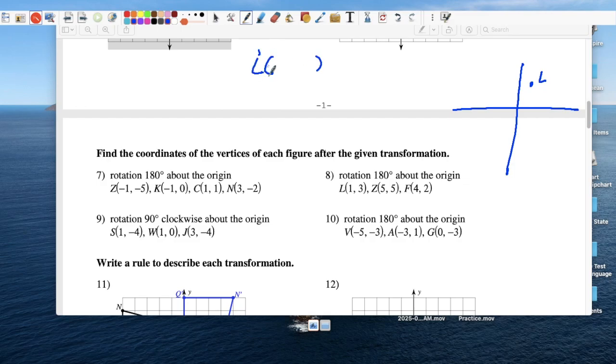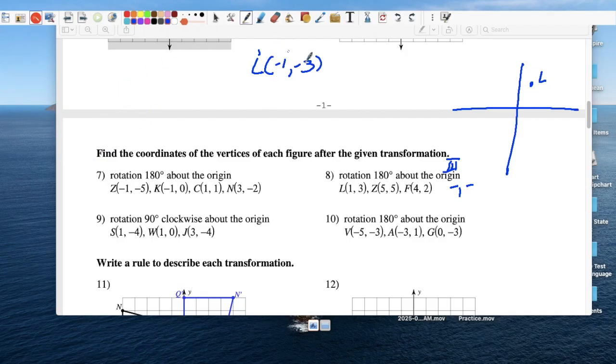Point L prime: look at what happens to (1, 3). You switch it once, because it's 90 degrees, and you switch it again, and it becomes (1, 3) again. But (1, 3) in what quadrant? In quadrant 3. So in quadrant 3, everybody's negative. So it's (-1, -3).